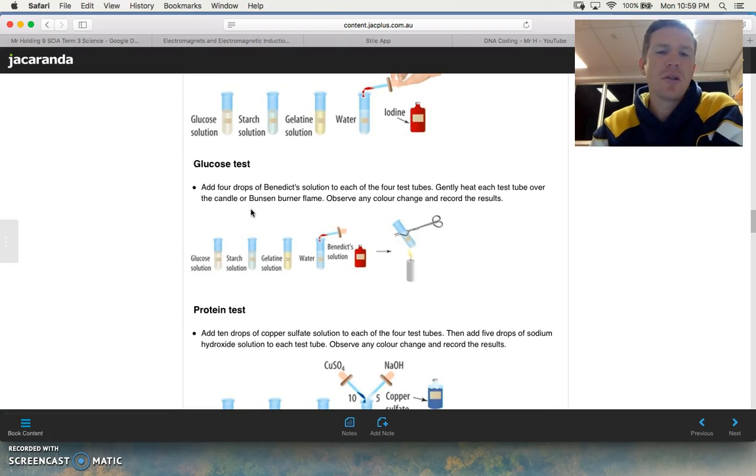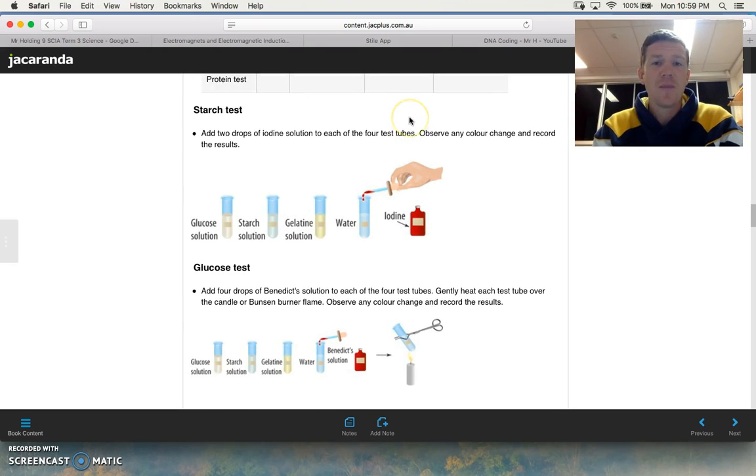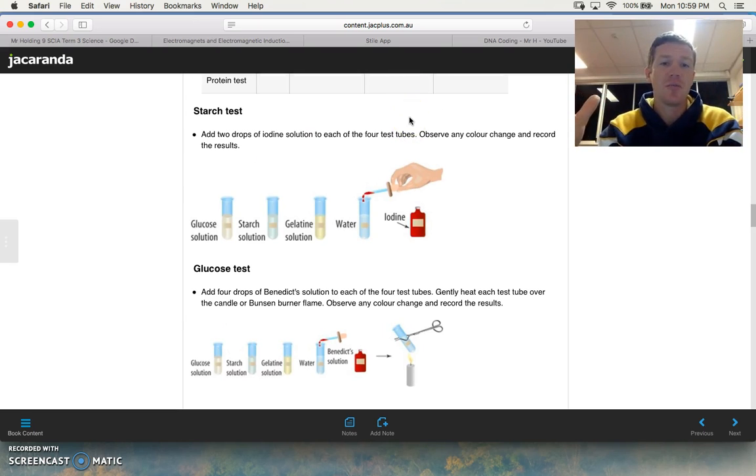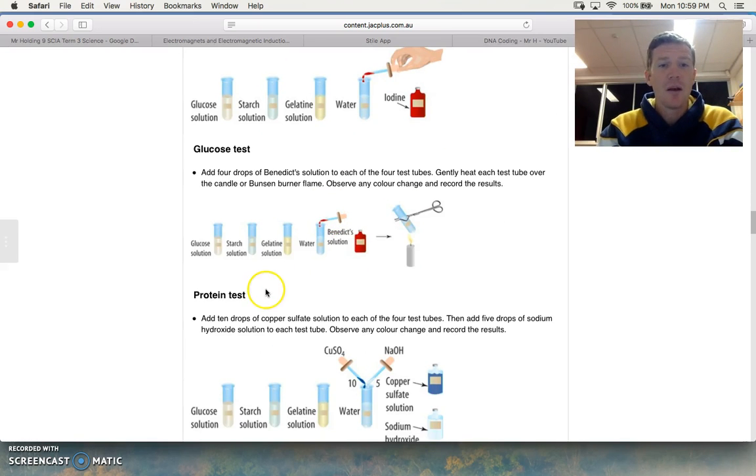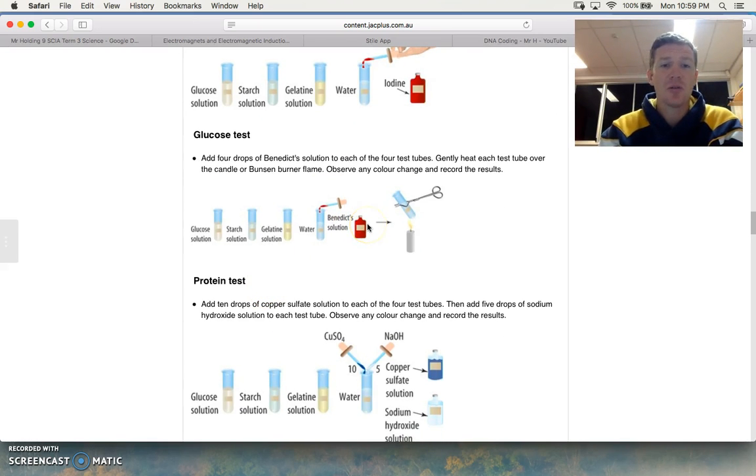We're doing that because we want to know what a positive result is. Okay, so what does the iodine look like when you put it with starch? Okay, what does it look like when you put it with glucose and gelatin? What does the Benedict solution look like, a positive test, when you put it into glucose? Because obviously, if it's a glucose test, that's going to come positive. What does a positive test actually look like? So we need to know that.